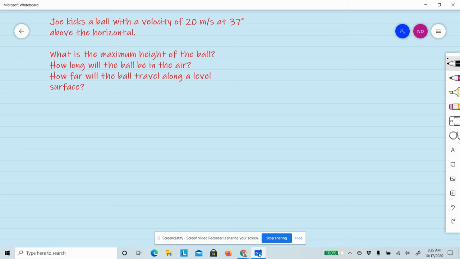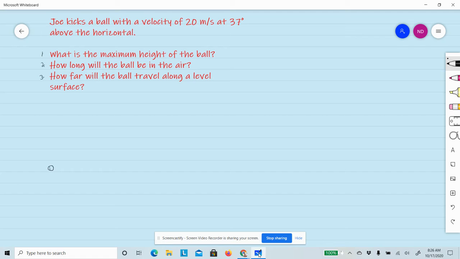We want to figure out what's the maximum height, how long the ball's going to be in the air, and how far the ball will travel along a level surface. There we go. 3 questions to solve. 1, 2, 3. Same process as always. You start by drawing a picture.